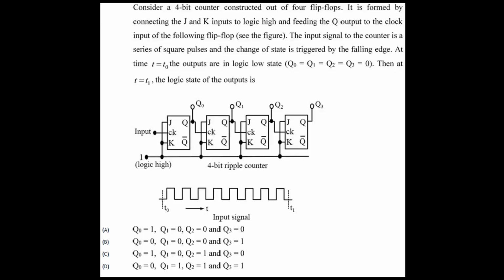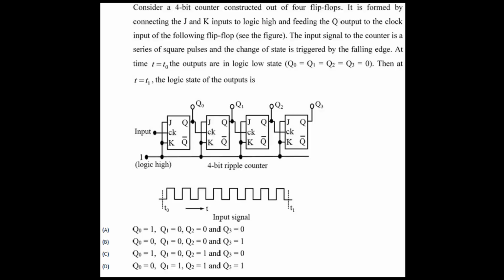Consider a 4-bit counter constructed out of 4 flip-flops. It is formed by connecting the JK input to logic high and feeding the Q output to the clock input of the following flip-flop. The input signal to the counter is a series of square pulses, and the change of state is triggered by the falling edge. At the time t equal to t0, the outputs are in the logic closed state, that is Q0, Q1, Q2, Q3 is equal to 0.